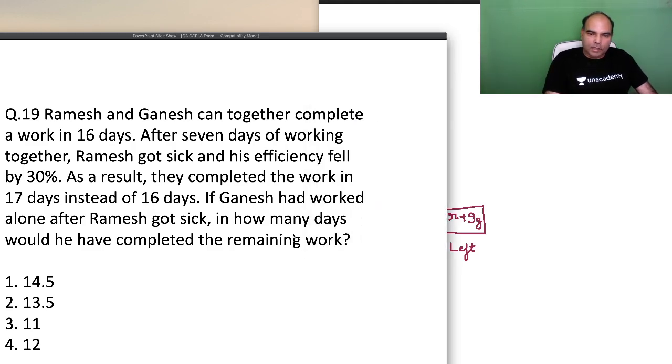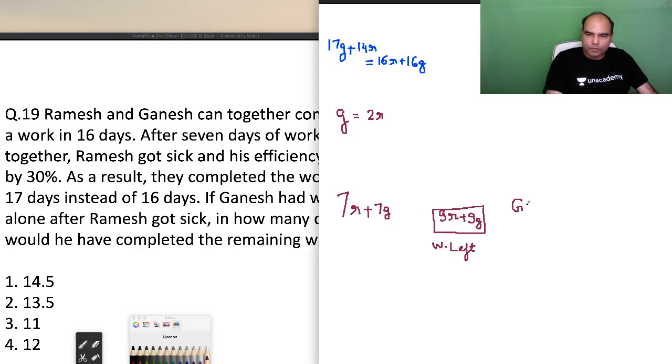And the question says, this work has to be done by Ganesh alone, because Ramesh in this scenario is going to drop out. So this work left, 9R plus 9G, R is equal to G by 2. If I replace here, the work left will be 4.5G, because 9R will become 4.5G and 9G will remain.